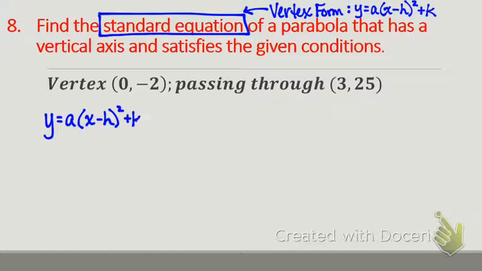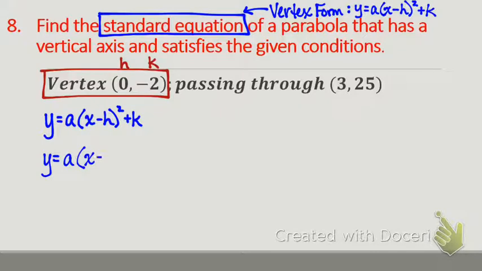And they've given me the vertex. So what pieces of information do I have to work with? H and K. I have H and K. So we can go ahead and substitute those values in. So I'm going to have y equals a times x minus what? 0 squared plus k, minus 2. Yep.